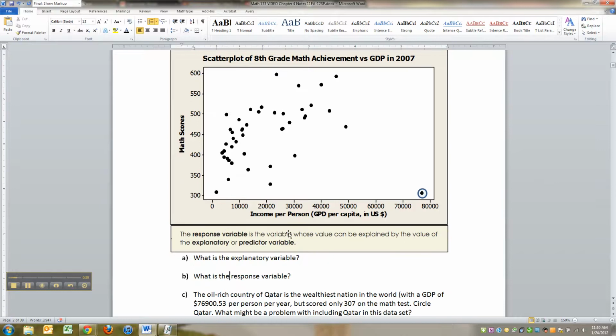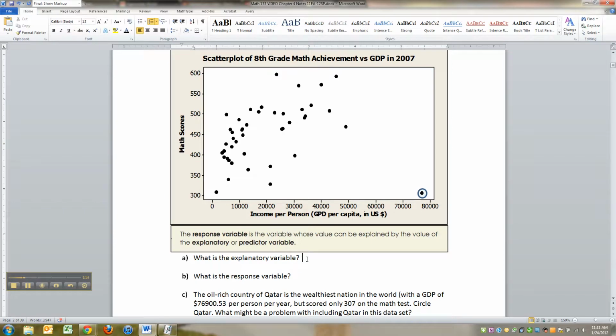Now the response variable is the variable whose value can be explained by the value of the explanatory or predictor variable. That's kind of a roundabout way of saying, look, the response variable is the one that changes whenever you change something about the explanatory variable. In other words, the explanatory variable is the thing that you fiddle around with like it's independent. That's what we call it in algebra class. And the response variable is dependent upon that independent variable. It changes. So for example, a country has an income and the math scores for that country are responding to how wealthy that country is.